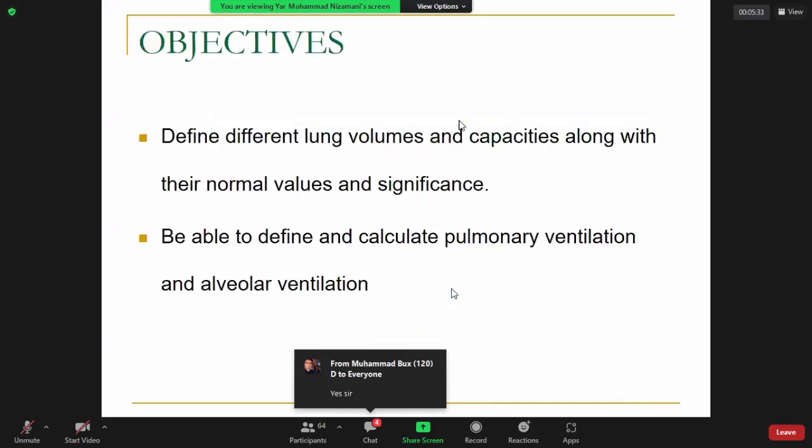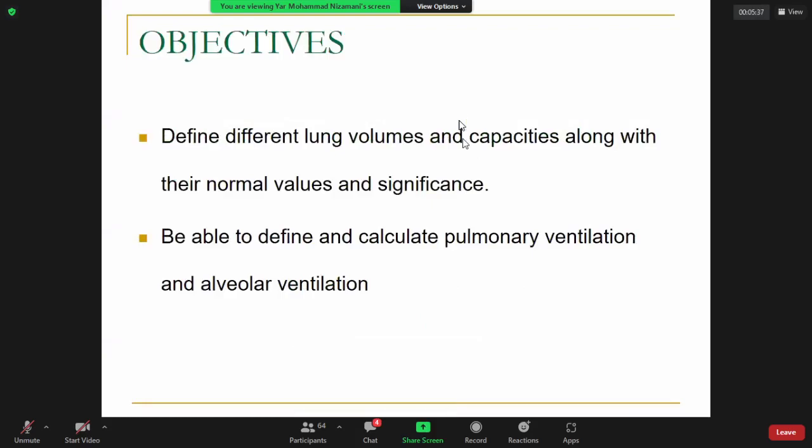So beta, before discussing the lecture, we must know what the objectives of today's lecture are. You must be able to understand each and every objective at the end of the lecture, right? So the first objective is you must be able to define different lung volumes and capacities along with their normal values and significance. This is number one objective.